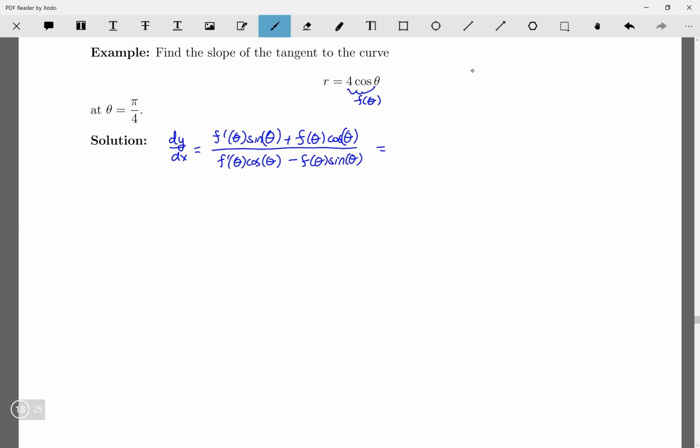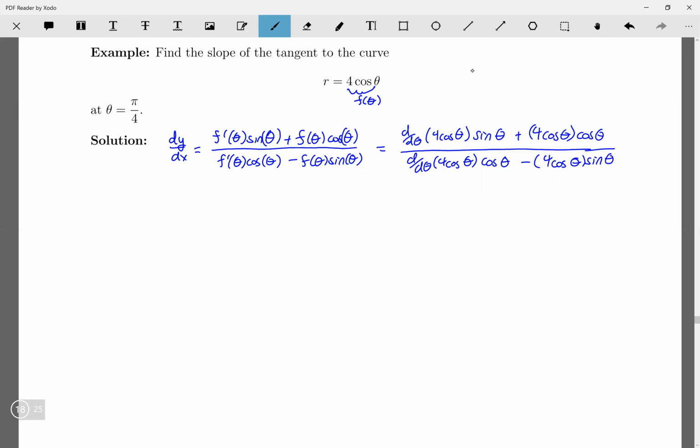So f prime of theta is the derivative of 4 cosine theta. And then f is just 4 cosine theta. And then in the denominator, we have the derivative of 4 cosine theta, but this time it's multiplied by cos theta. And then we have minus 4 cosine theta times sine theta. So literally, I'm just plugging into the formula. So nothing too exciting there. I hope. So I've just plugged it into the formula.